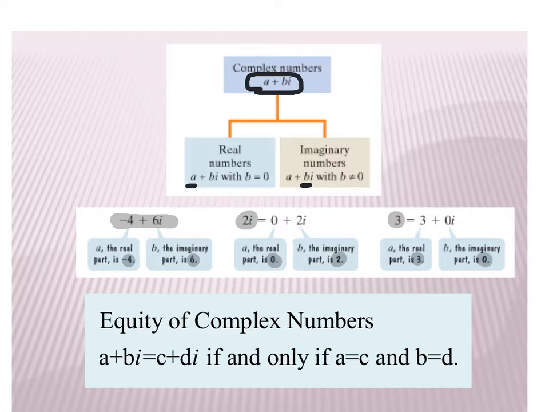The equality of complex numbers simply says that a plus bi equals c plus di if and only if a equals c and b equals d. So if I have two complex numbers that equal each other, then they are only equal to each other if the two real parts are the same and the two imaginary parts are the same.